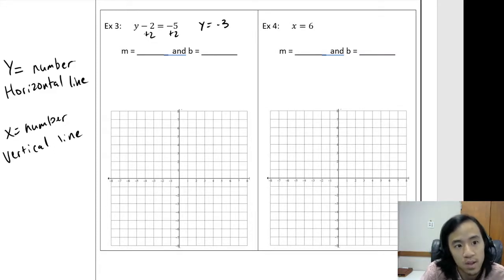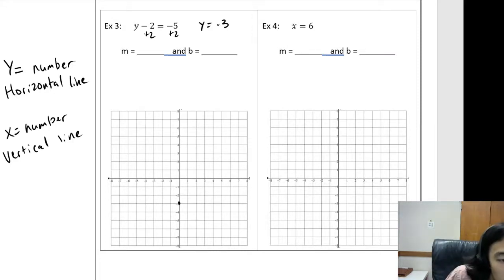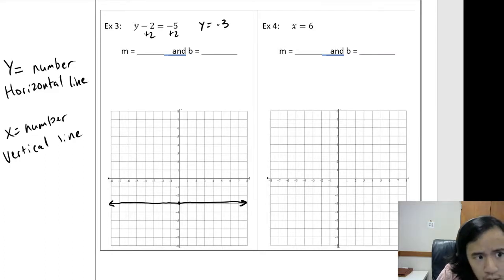We have y is equal to negative 3. So what we're going to do is go on the y-axis, and go to negative 3. So on the y-axis, negative 3 is here. Now we're going to draw a horizontal line that goes through that. So here's my horizontal line, and this is y is equal to negative 3. Whenever you're finding the slope of this, it's going to be 0, and the y-intercept is going to be negative 3.